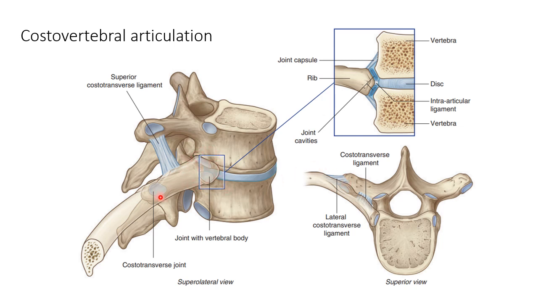This was the costo-vertebral articulation, this is the costo-transverse articulation, and here we see the non-articular part of the tubercle of the rib, which gives attachment to the superior and inferior costo-transverse ligaments, and the strong ligaments that keep the ribs attached to the vertebrae.